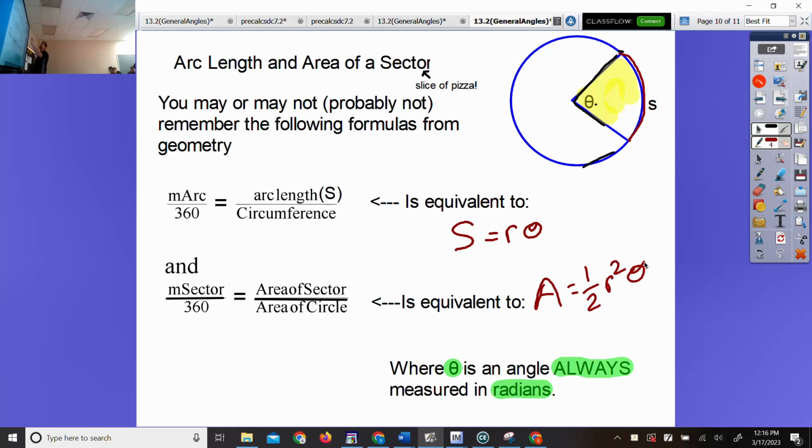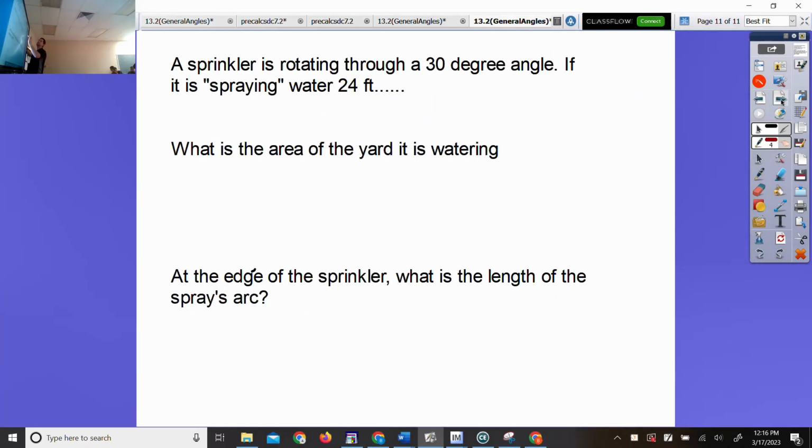It's about a sprinkler. Most of you guys have seen a sprinkler. This sprinkler shoots water 24 foot, rotates through an angle of 30 degrees, and the edge of the sprinkler would be curved, wouldn't it? That's what you call a sector. It looks like a slice of pizza. Is that a part of the circle? Yes. If it was a circle, what would its radius be? 24. If you want to find the area the yard is watering, you get to use 1/2 r squared theta. But what's the deal about theta?